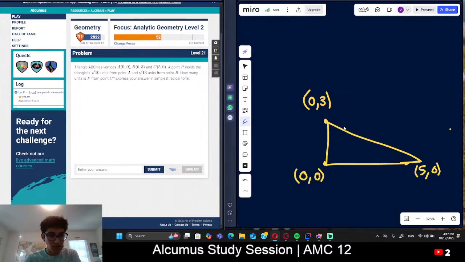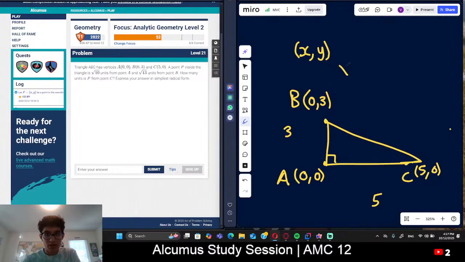Okay, a point P inside the triangle is root 10 units from point A. So wait, this is A, this is B, and this is C. Obviously, this is right, this is 5, this is 3. How many units is B from point C? Okay, so we know that we can just use this, right?